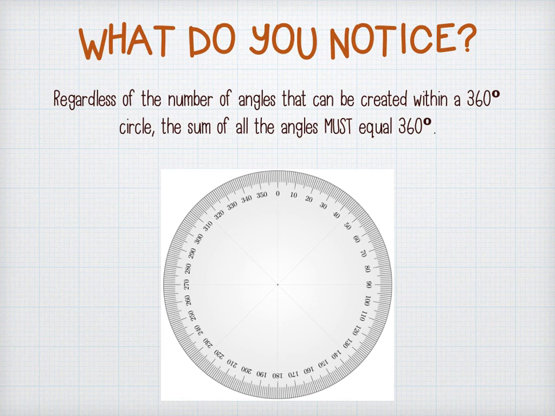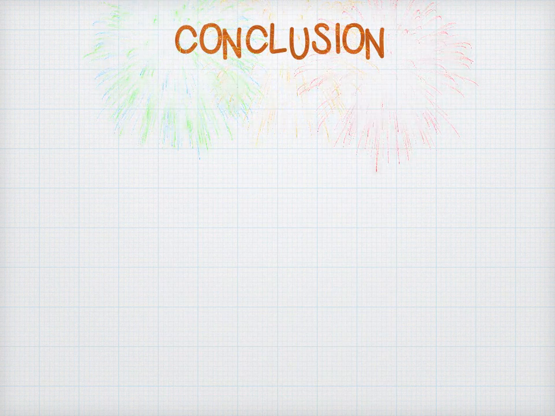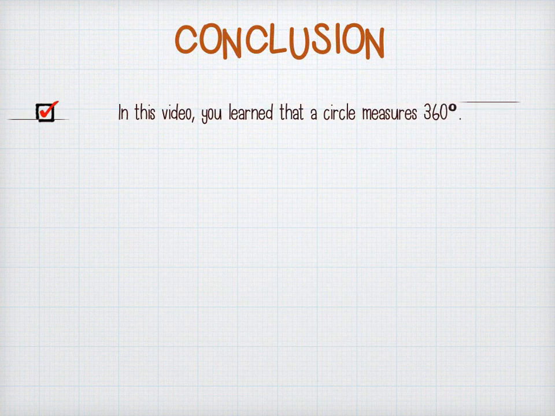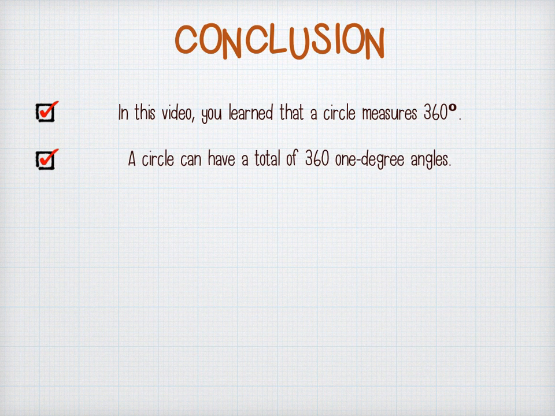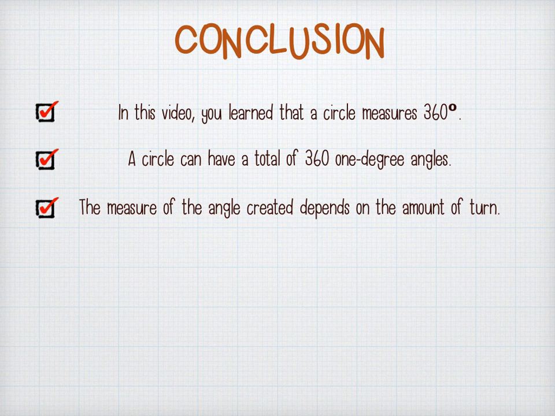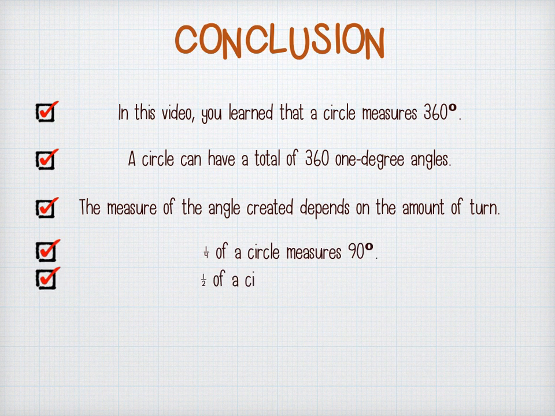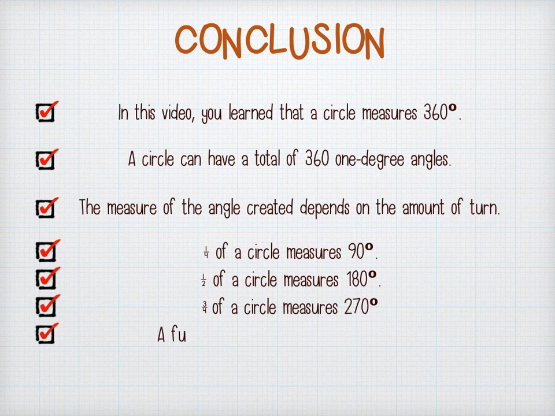So in conclusion, in this video, you learned that a circle measures 360 degrees. A circle can have a total of 360 1-degree angles. The measure of the angle created depends on the amount of turn. And 1/4 of a circle measures 90 degrees, 1/2 of a circle measures 180 degrees, 3/4 of a circle measures 270 degrees, and a full turn within a circle measures 360 degrees.